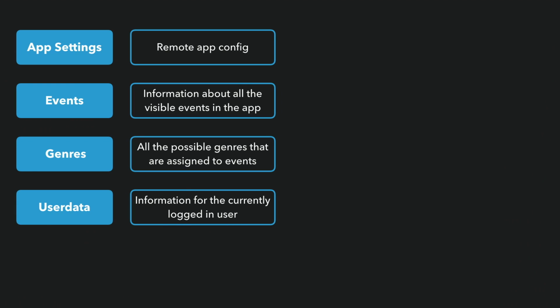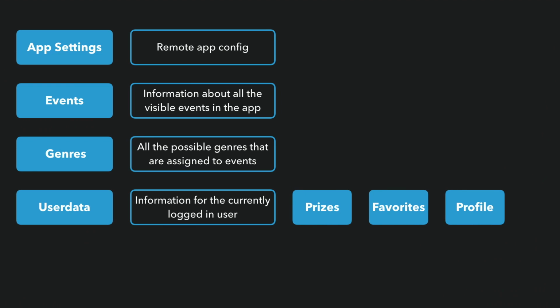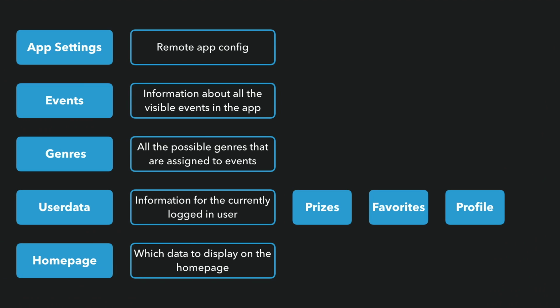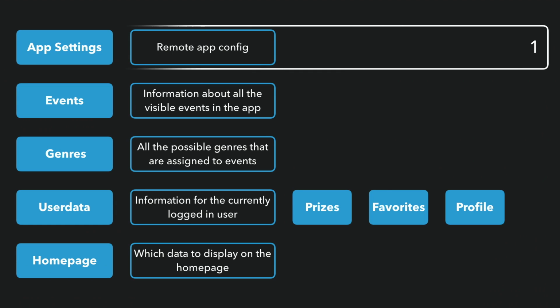Then we also had the user data, which was actually 3 API calls: one for your prices, one for your favorites, one for your profile. And the homepage, like what events do we show on the homepage? So all of these API calls needed to be done, and we couldn't do them all at once. The main problem was because we were storing them into CoreData. I'll get to why that was a problem in a sec, but the order of things was like this. First, we needed to do app settings. Most important thing. If the app settings say that you cannot use the app, we show an alert, of course, and we cancel the rest.